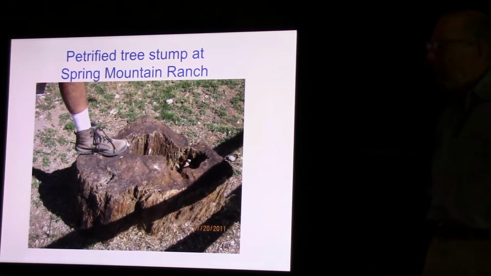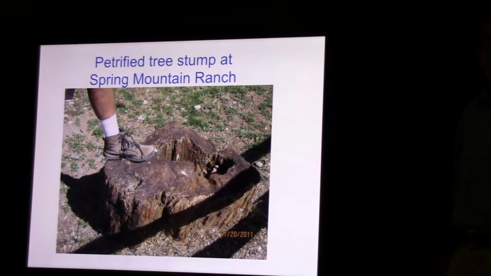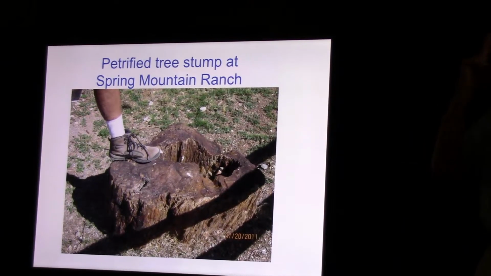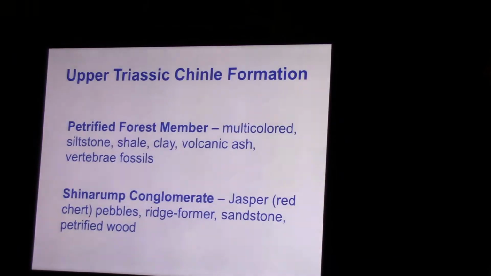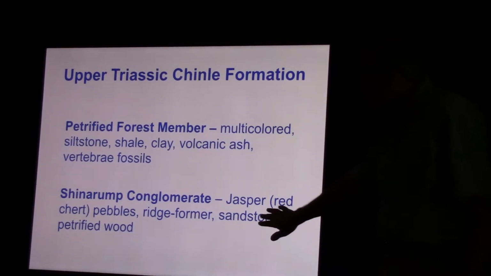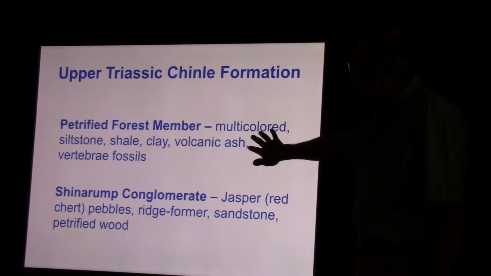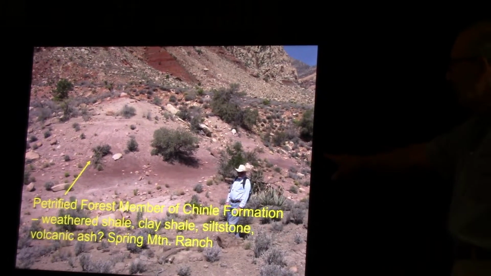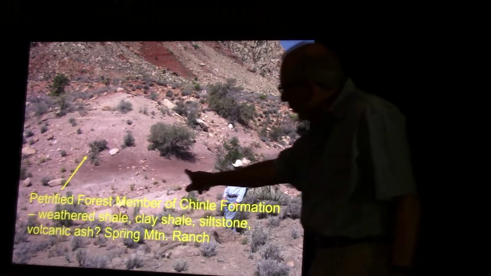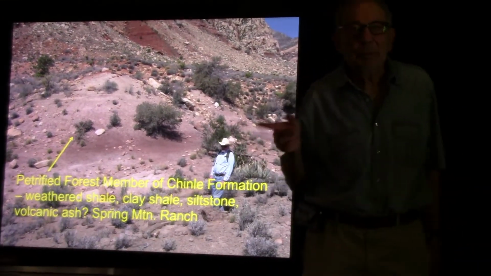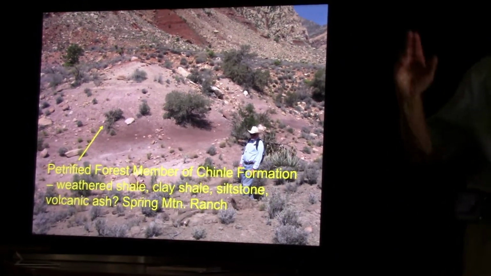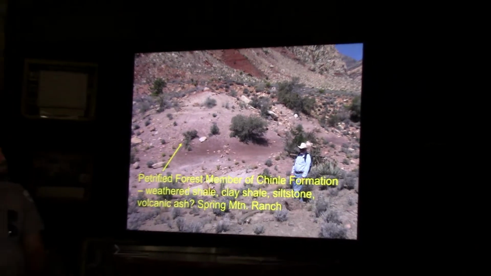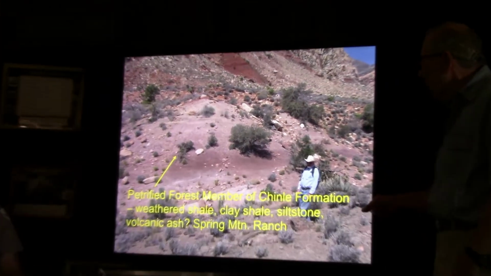It was quite humid and wet during the Triassic, but things changed. Next one. So, the Shinarump conglomerate, Petrified Forest member. Let's take a look at it a little closer. So there it is. This is the Petrified Forest member. This purple color, I recognize this purple color in Arizona and Utah. It's a distinctive purple color which typifies the Petrified Forest member.